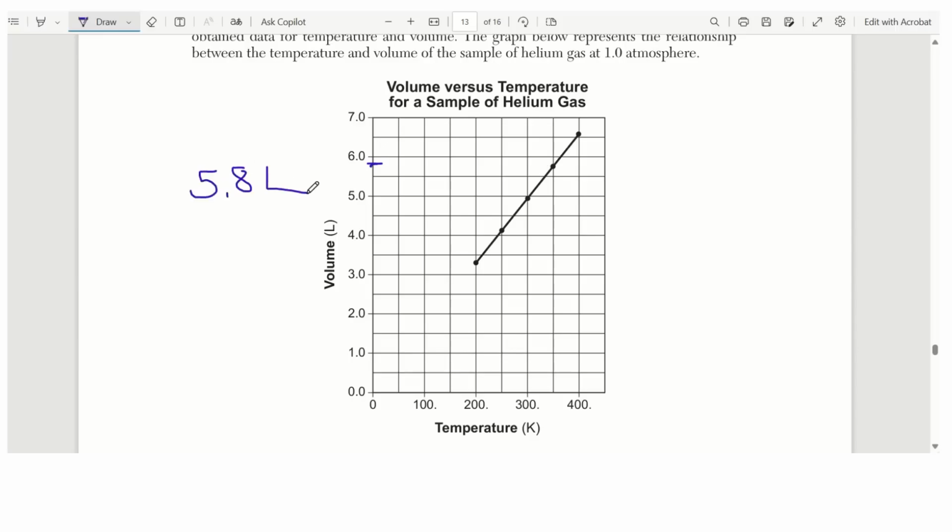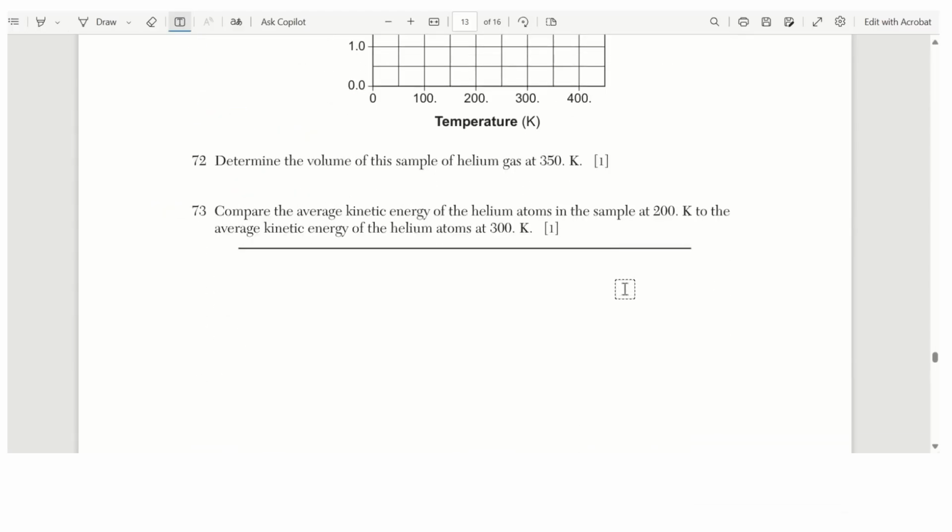5.8 liters. Fun fact, what they accepted on the answer key, right, is anywhere from 5.6, so definitely it was not on the line for 5.5, right, to 5.9. And it was definitely not on the line for 6. So this, they gave amazing grace for what the answer could be.